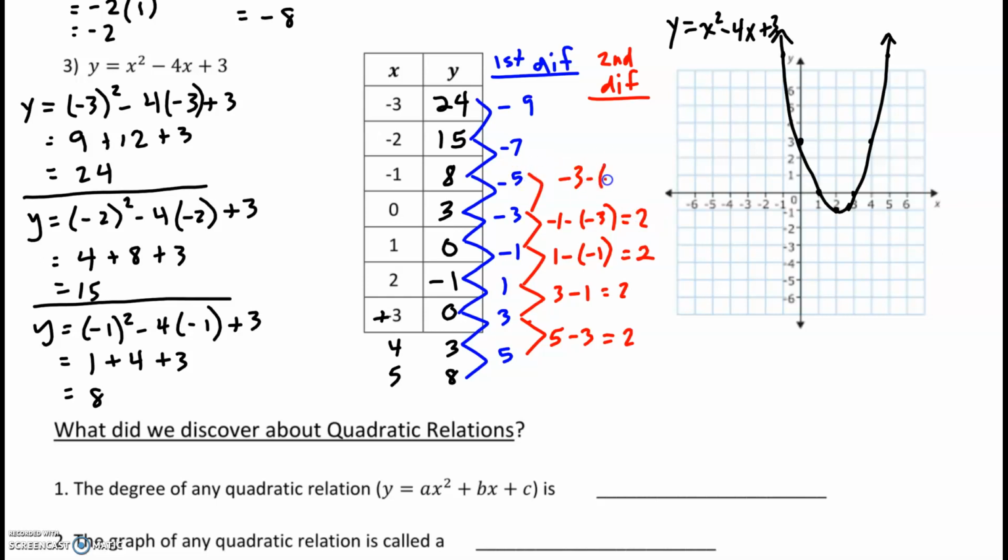I think we see the pattern. Negative 3 minus negative 5 is 2. We're going to have 2 and we're going to have 2. All right, so again, the second differences are constant.